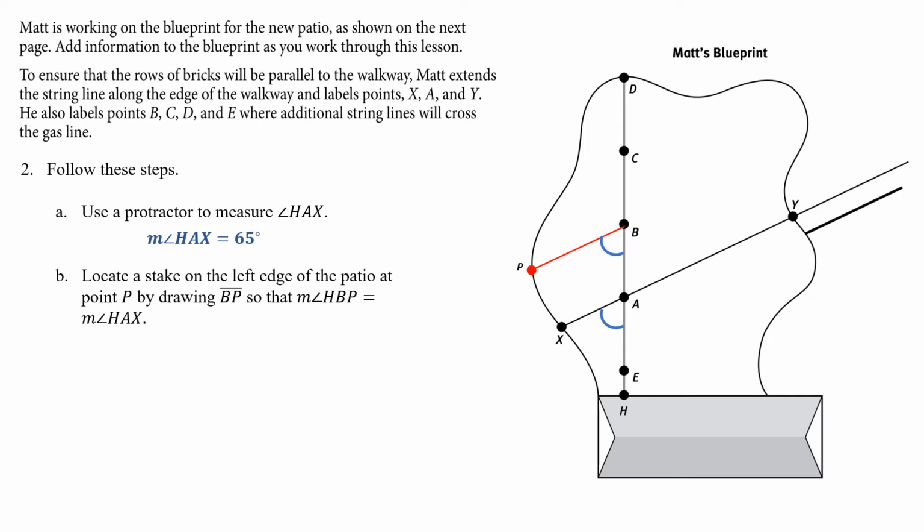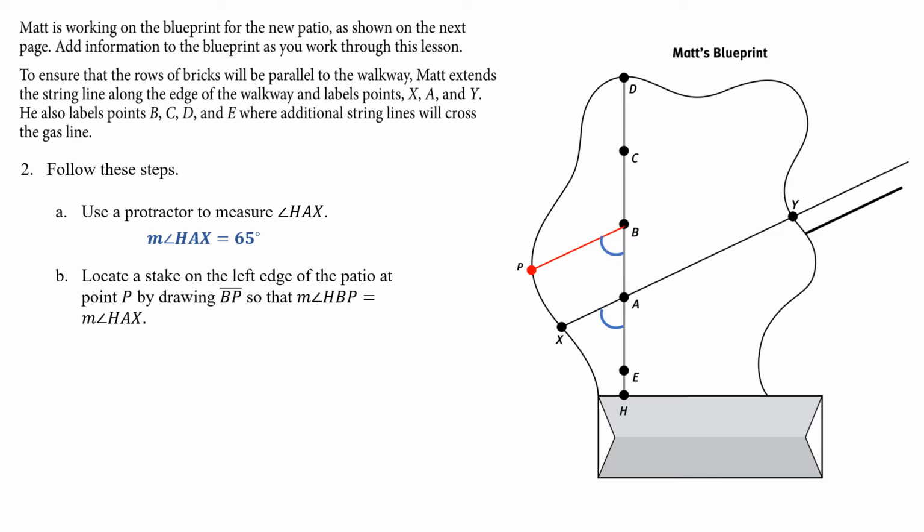You see BP. In drawing BP, we now have a new angle called angle HBP, and that has to be the same measure as angle HAX, so it's 65 degrees. So what you can do again, you can put your protractor on point B, find 65 degrees on your protractor, and then mark a point where it intersects this little squiggly line, okay? And once you do that, connect the dots, and we now have a 65-degree angle, okay?